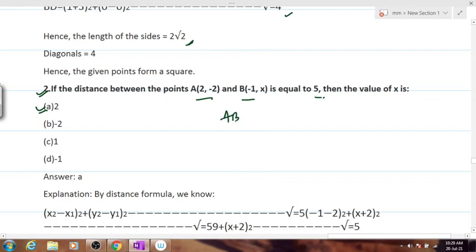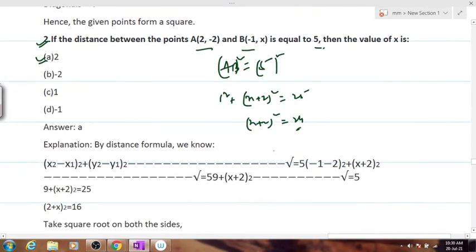Just put AB is equals to 2. Sorry, 5. Okay? Square both the sides, because there will be a root over here. You'll have 1 whole square plus x plus 2 whole square is equals to 25. X plus 2 whole square will be equals to 24, and then you know what the calculations you have to do.